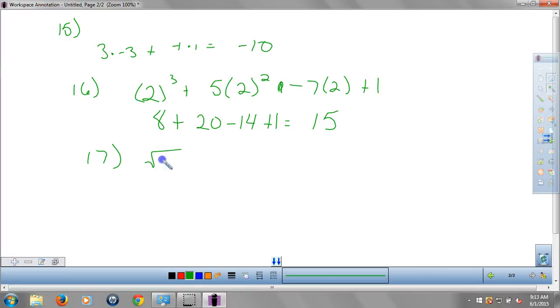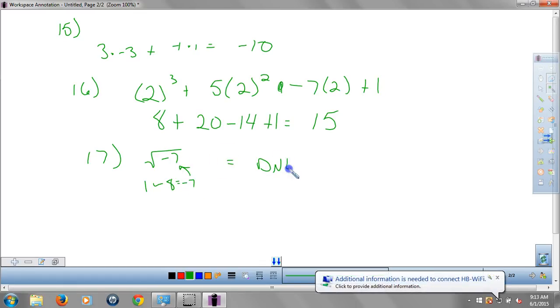17. What's square root of negative 7? That's after I plugged in 1, because 1 minus 8 is negative 7. Doesn't exist. So the limit does not exist. Mean girl references abound.